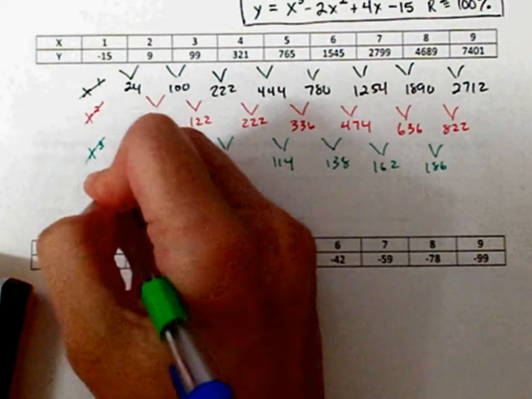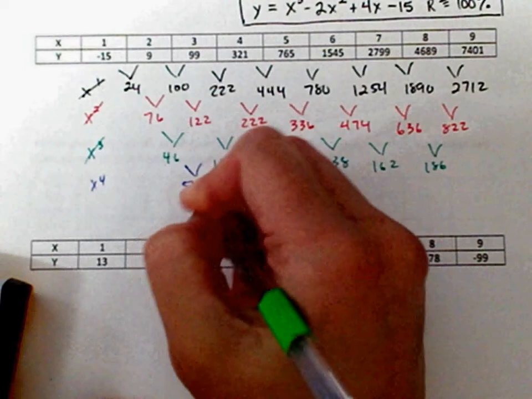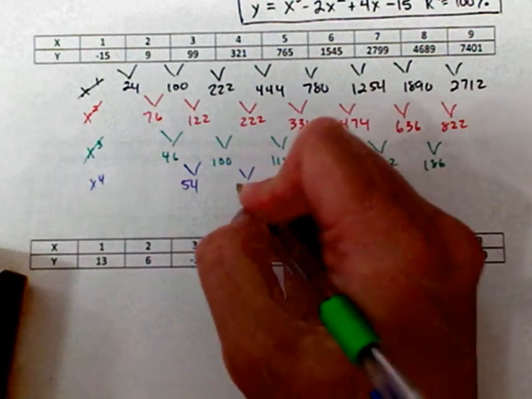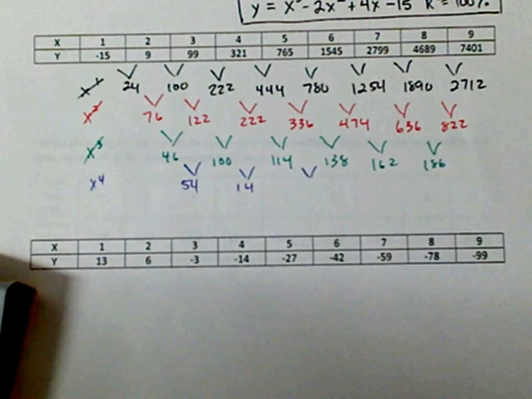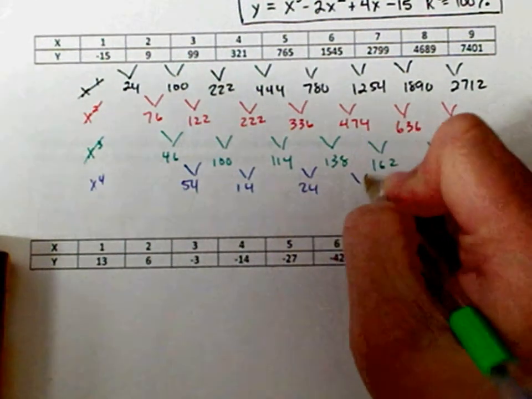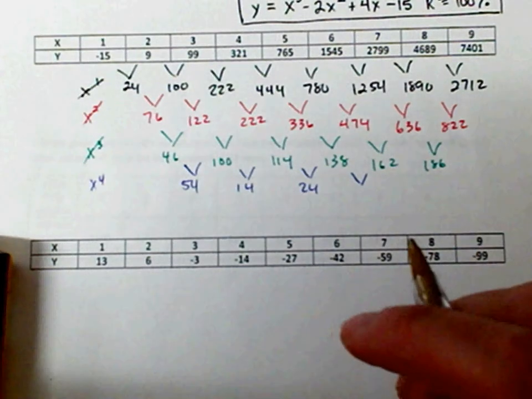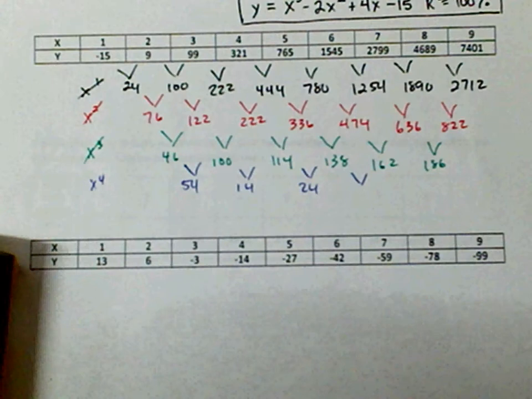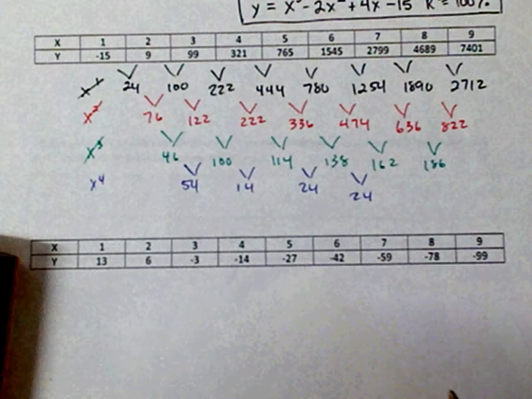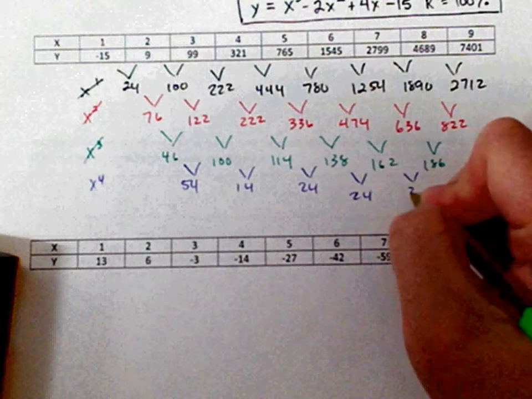Here we go. 100 minus 76 is 54. 114 minus 100 is 14. 138 minus 114 is 24. This is interesting. I need to make sure I check my math. Okay. 162 minus 138 is 24. 186 minus 162 is 24. Now, you guys see the pattern right here?